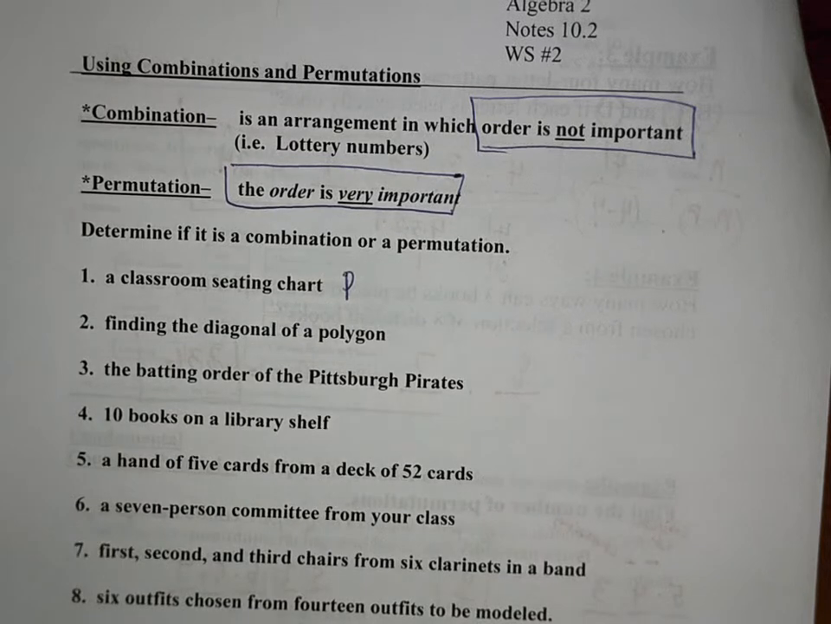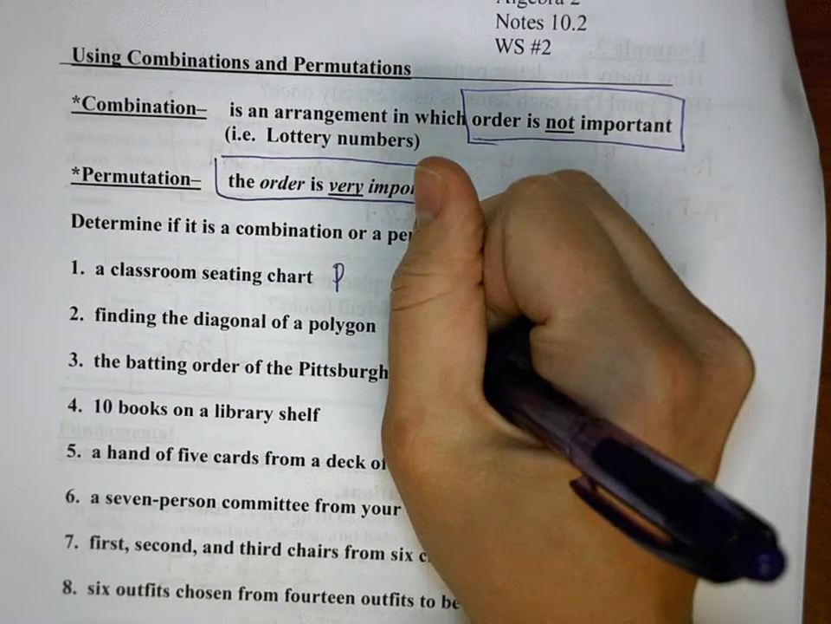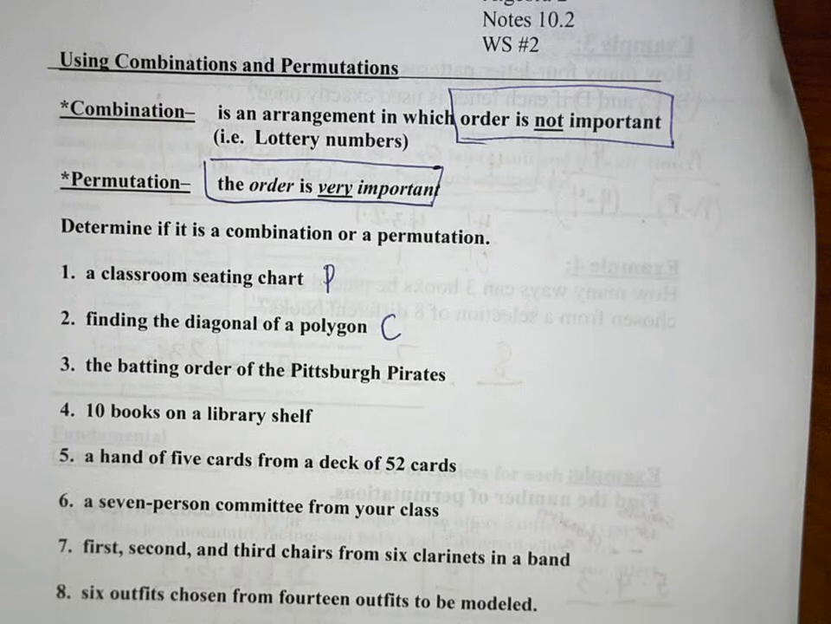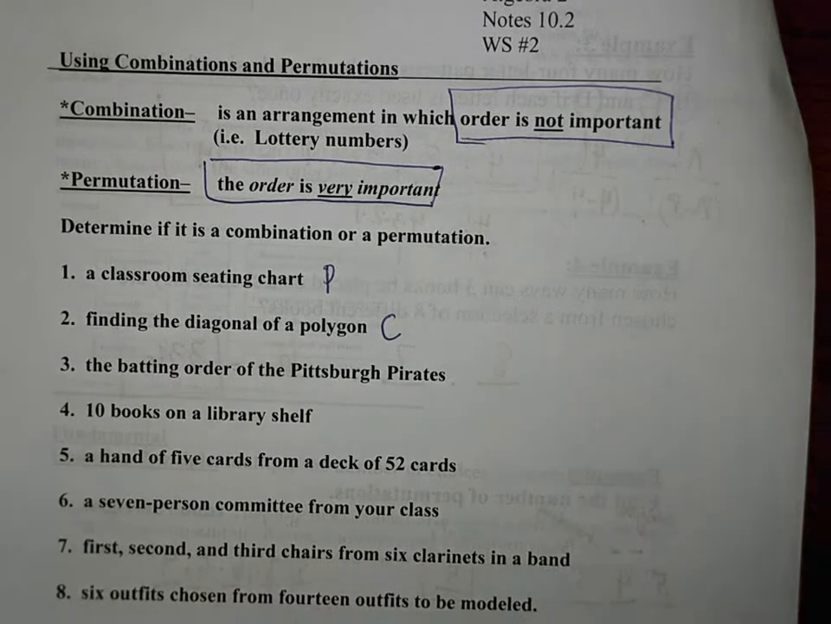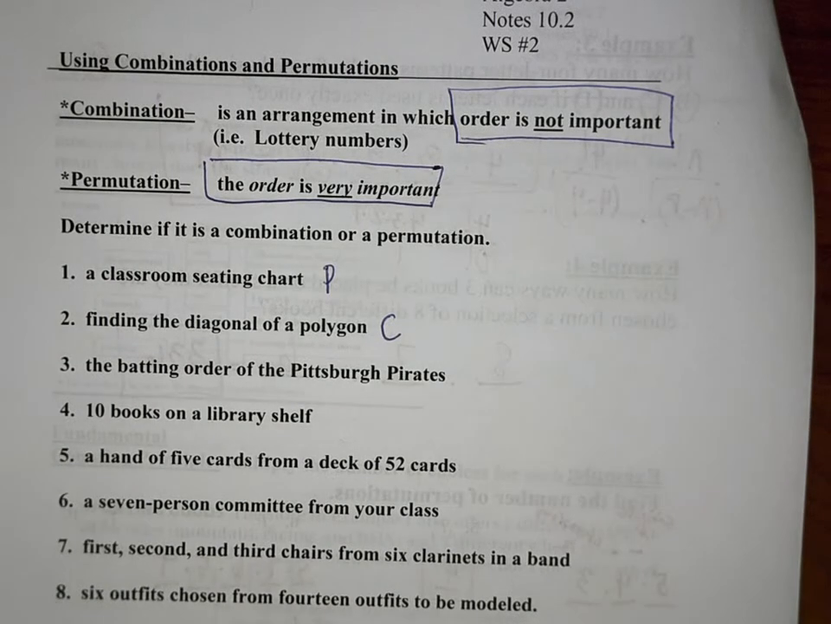Okay. Number 2. Finding the diagonal of a polygon. A polygon is just a figure, a many-sided figure. Okay? 1 is correct. It's a combination. It doesn't matter. Actually, in a polygon, if it's a regular polygon, all the diagonals are the same. Okay. Number 3.